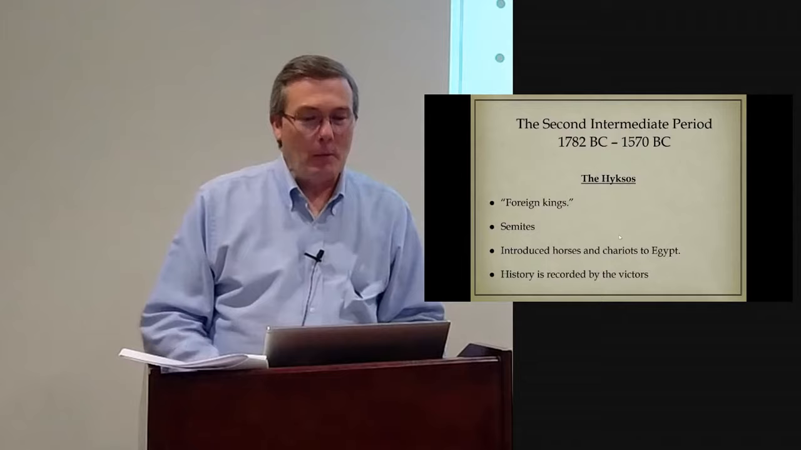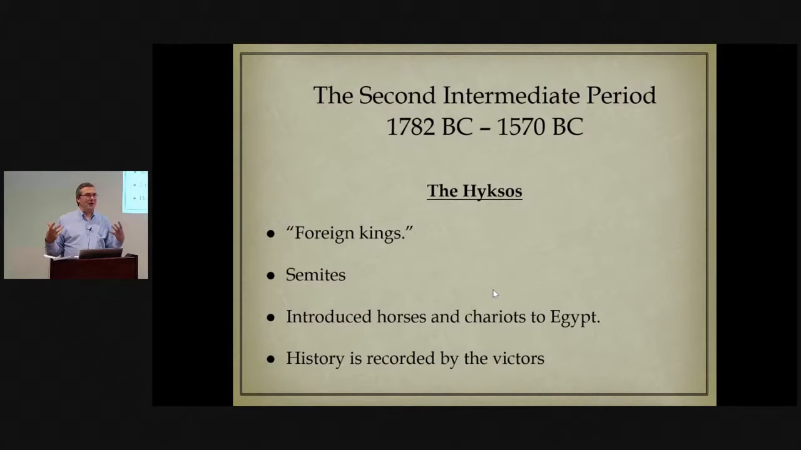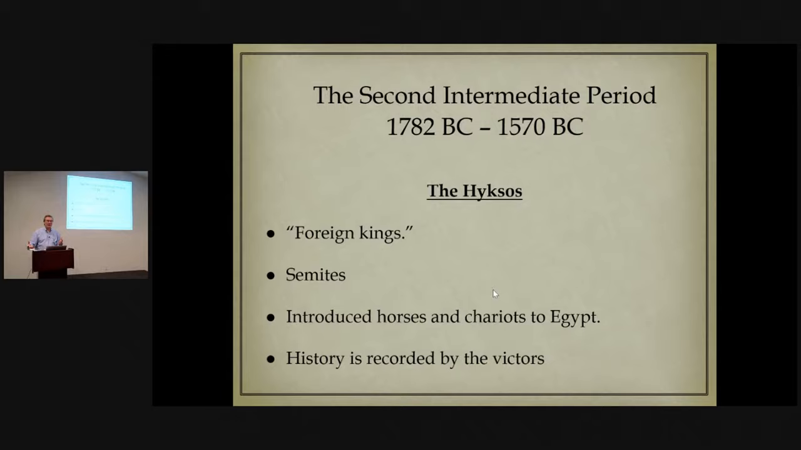But then we get into the Second Intermediate Period, and we have the Hyksos. Now, the Hyksos are a fascinating group because some people think that this is maybe Jacob and Jacob's sons. Now, I think the chronology doesn't work out for these to be actual Hebrews. But it is interesting. They do come from the Levant. They're a Semitic tribe. Josephus refers to them as shepherd kings, which is probably not accurate. They're probably more accurately called foreign kings. But they were Semitic. They introduced horses and chariots into Egypt, which becomes really significant later.